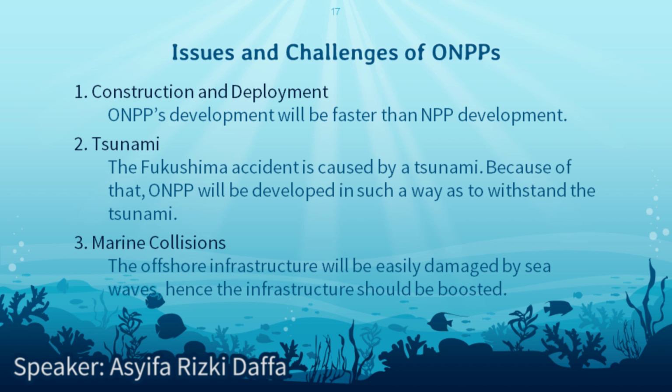Issue number 2 is tsunami. The main cause of the Fukushima accident in Japan was a tsunami. Because of that, the new concept of an ONPP will be designed more safely than ever against cases caused by tsunami. Issue number 3 is marine collisions. Offshore infrastructure like ONPP can be easily damaged by sea waves or even hijacked. Because of that, this issue should be carefully considered and the infrastructure should be reinforced.